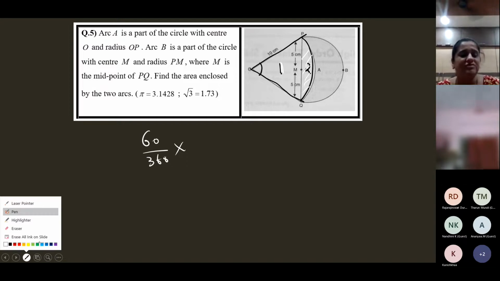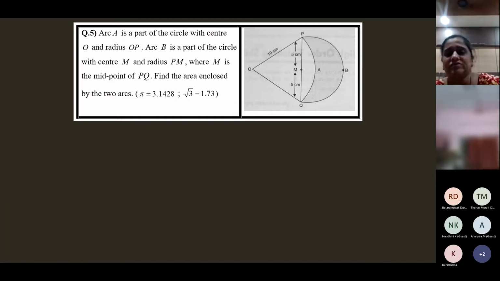Now find the area of the semicircle. This one. You have found this area now. Now find the area of the semicircle. What's the radius of the semicircle? 5 centimeters. This is the radius, 5 centimeters. Not 10. 10 is the diameter. See here. End to end is the diameter. This is the semicircle.